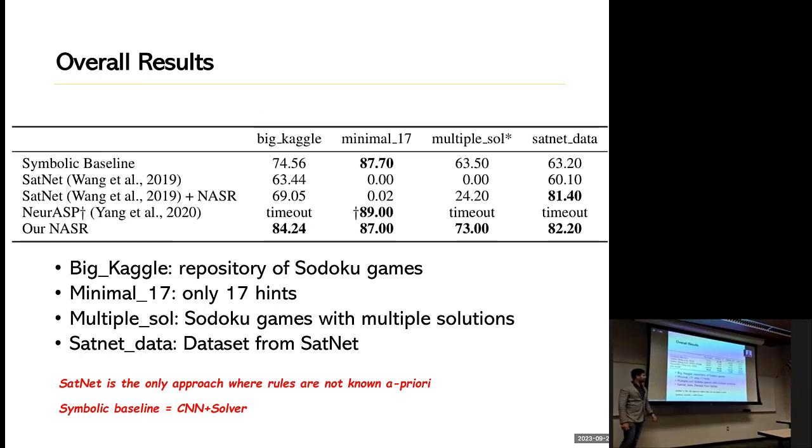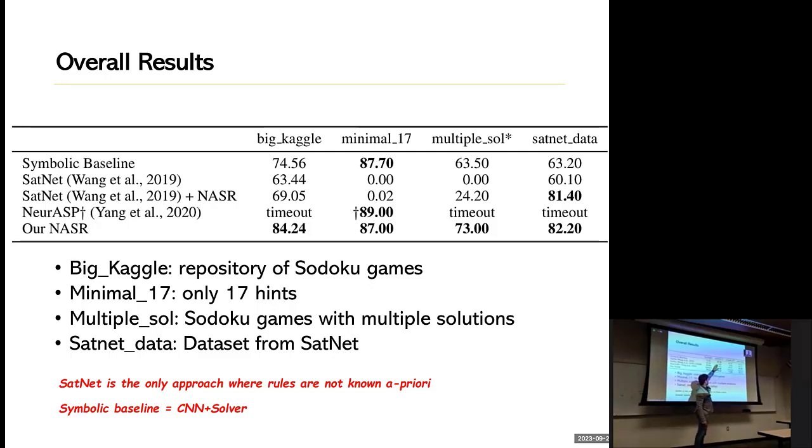So for the overall results, they looked at a symbolic baseline. They did the base SATNet. They did SATNet using their approach, NeurASP, and then their end-to-end approach. The data sets are kind of interesting. So Big Kaggle is just a Kaggle set of Sudoku boards. They did well, the other approaches did all right. Minimal 17, as you saw on the earlier slide, the input is partially solved Sudoku boards. Minimal 17 only has 17 entries in there. And this is a 9x9 board, so it's extremely sparse. And so this does quite well.